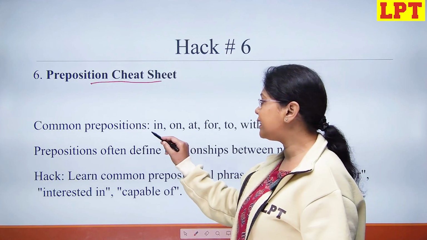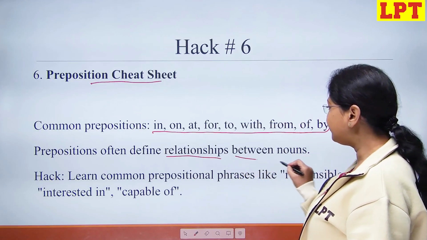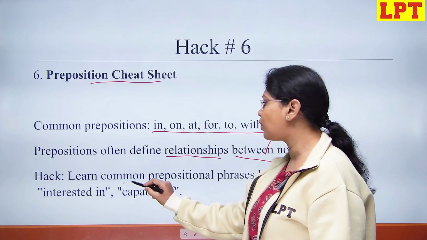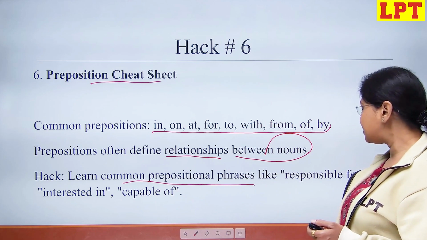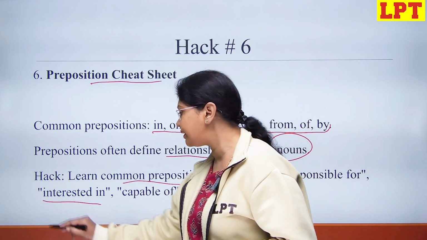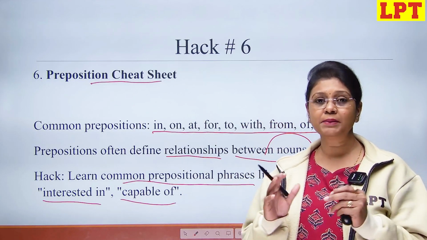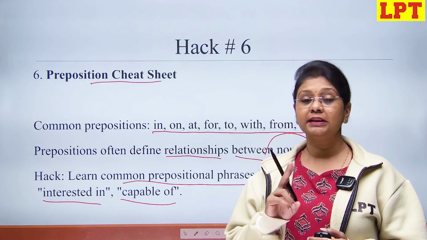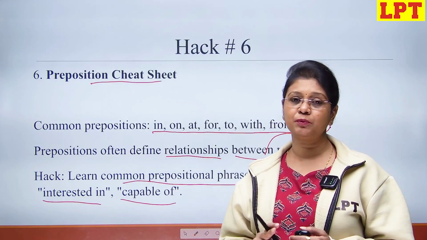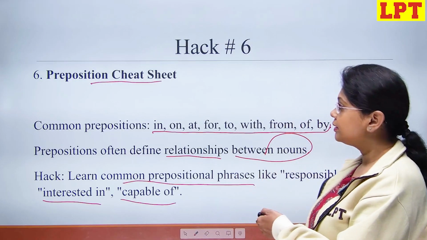So what I would suggest is that you have these main prepositions here, which define the relationship between two nouns. Now learn to understand common prepositional phrases like responsible for. This is a fixed preposition case. Similarly, you have interested in and capable of. So what I would generally recommend is that when it comes to prepositions, make sure that you are revising fixed prepositions and you are maintaining the pace while solving those questions.